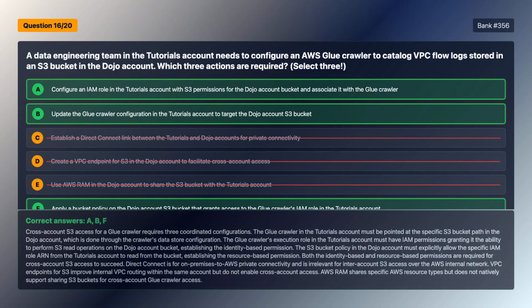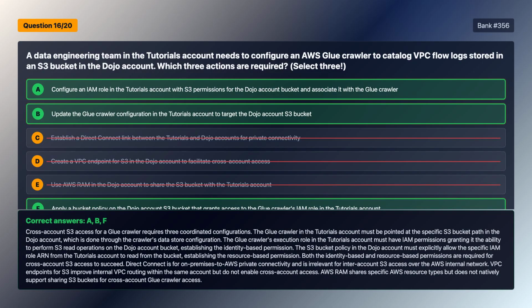The correct answers are option A and option B and option F. Cross-account S3 access for a Glue crawler requires 3 coordinated configurations. The Glue crawler in the Tutorials account must be pointed at the specific S3 bucket path in the Dojo account, which is done through the crawler's data store configuration.